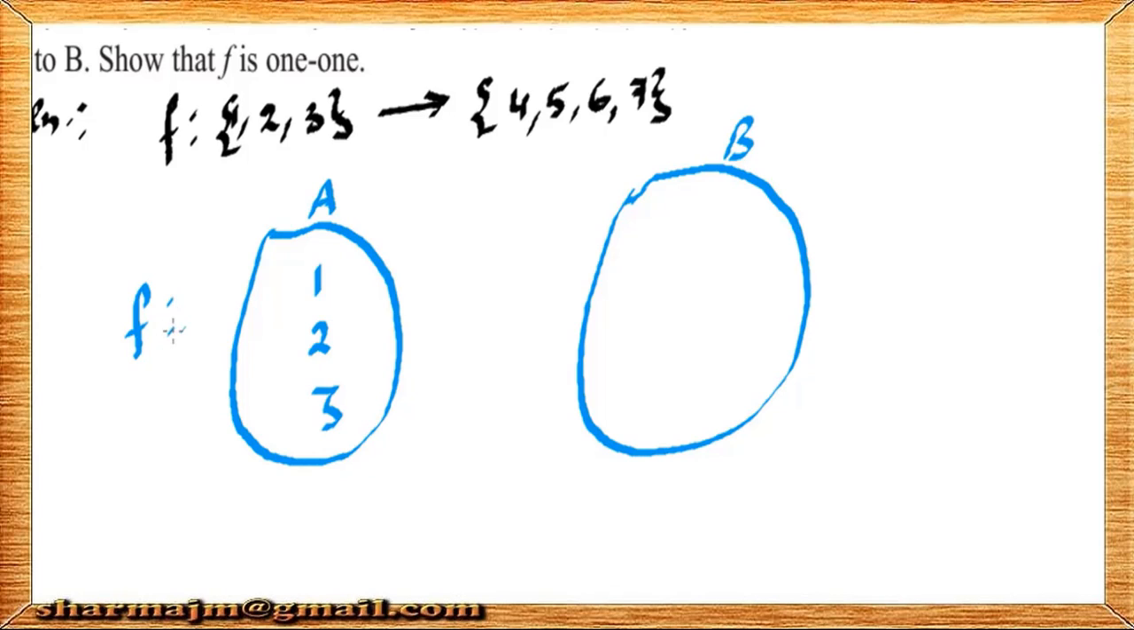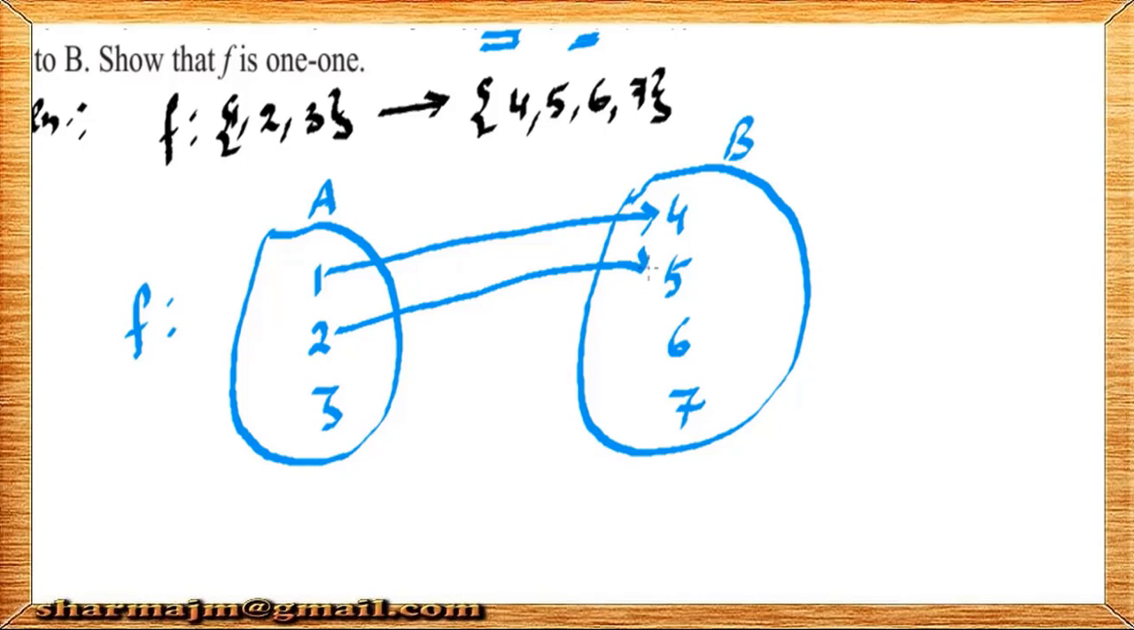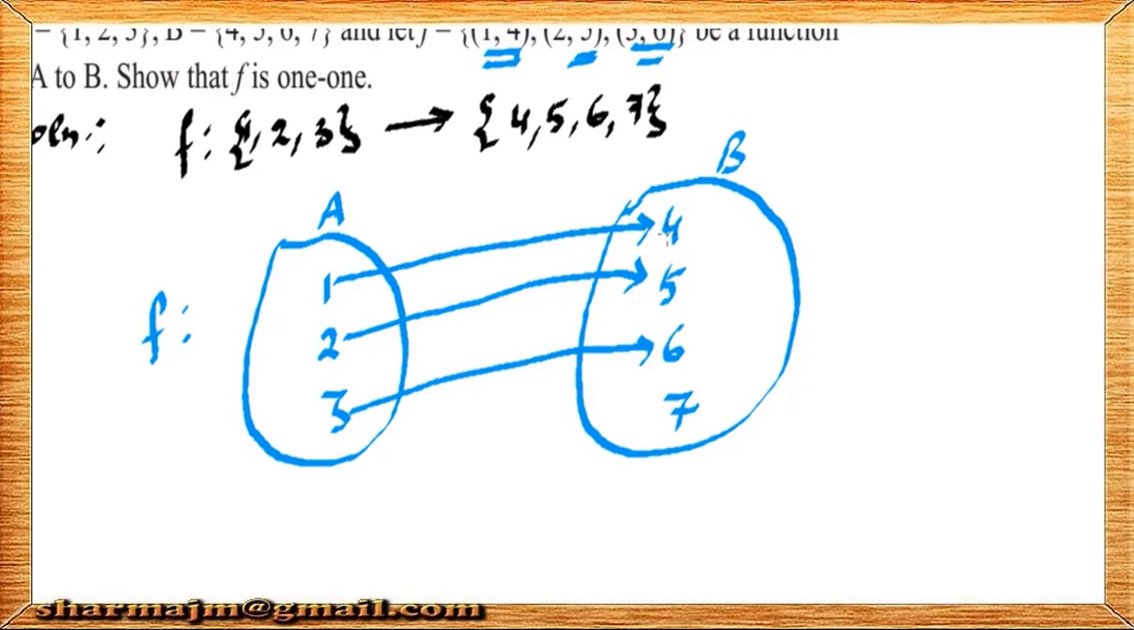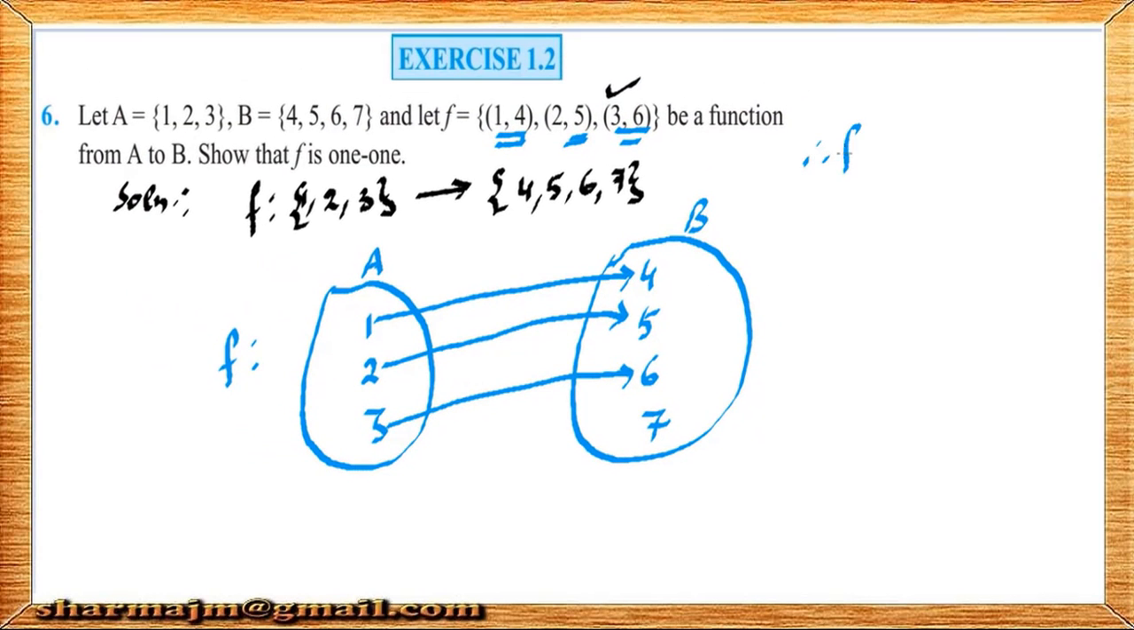F is a function from A to B. B is containing elements 4, 5, 6 and 7. Now here it is mentioned image of 1 is 4, image of 2 is 5, image of 3 is 6. So this function is 1-1 because every element is having its unique image. Therefore we can say f is a 1-to-1 function.